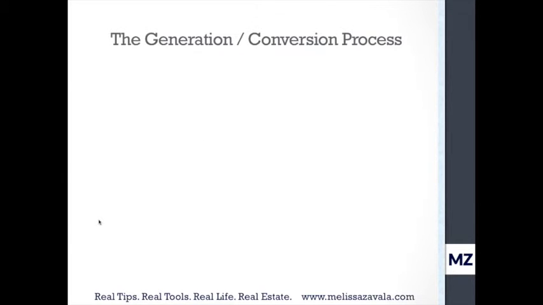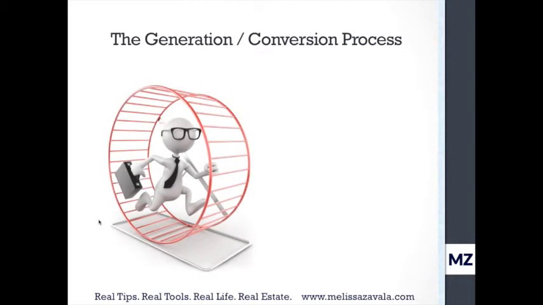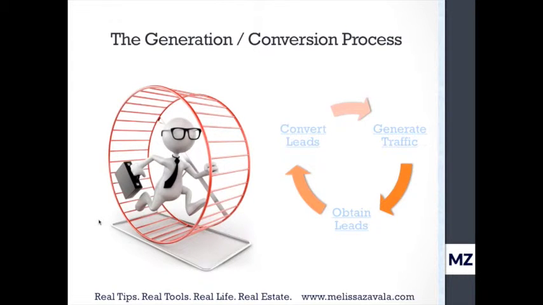I'll tell you about Johnny Bravo in a minute. But here's the lead generation and conversion process that you need to think about. You're generating traffic through that diversification thing that I just showed you, and through that you're going to obtain some leads. And then, of course, you're going to want to convert the leads. And it goes on and on, and you're like a guy on a hamster wheel, but that's okay.